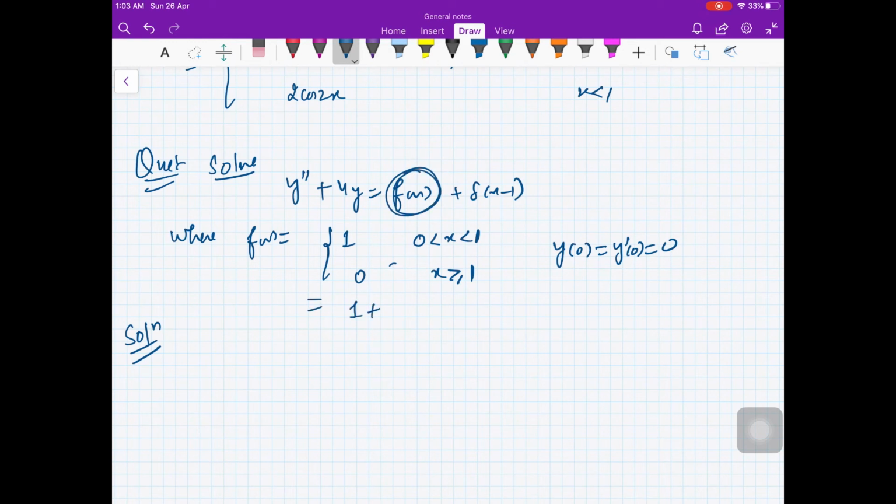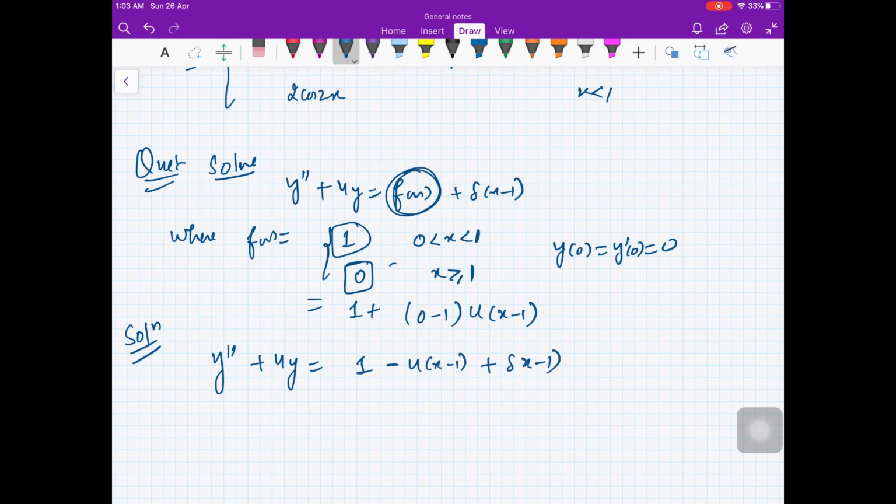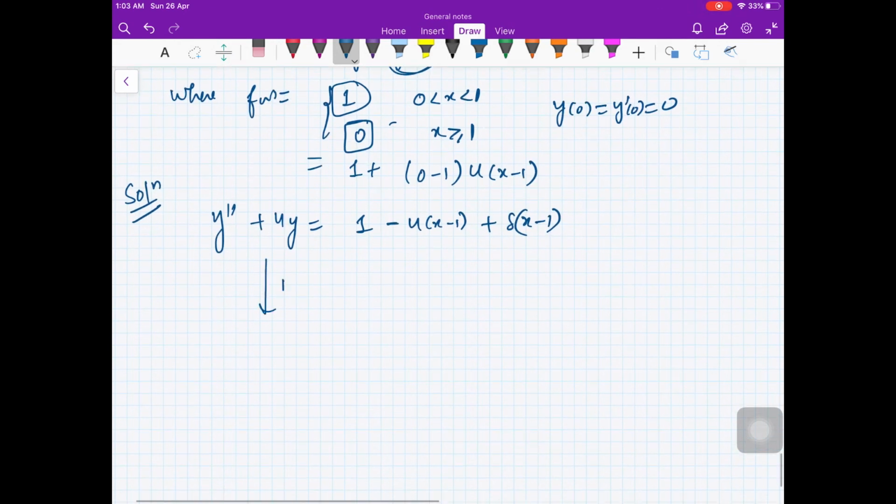First, you write this in terms of the unit step function. I can write it as 1 plus, you have 0 minus 1 into u(x minus 1). You have to be careful, 0 minus 1. So I have y double prime plus 4y is equal to 1 minus u(x minus 1) plus delta(x minus 1). Now I want to take the Laplace transform.